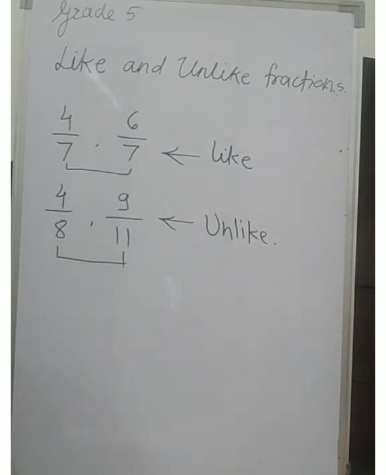Now you have to write the definition of like fractions. So write down: fractions such as 4 upon 7 and 6 upon 7 whose denominators are equal are called like fractions. And write down: fractions which have different denominators are called unlike fractions. Okay? Now we are going to see how to convert unlike fractions into like fractions.